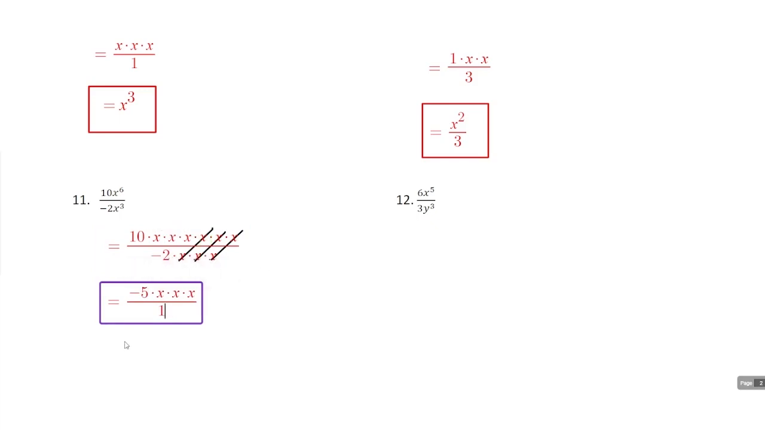And then let's finish this up. We got -5 times x cubed over 1. So we don't need to write the over 1. We're just going to write our answer.